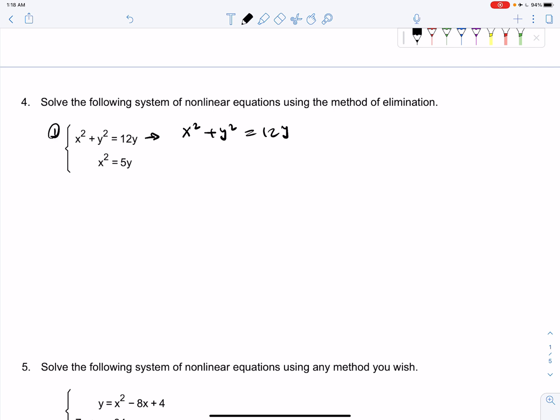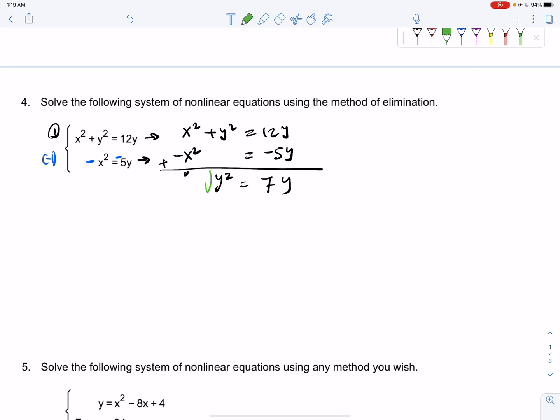So I need opposites. So I'm going to multiply both sides of this equation by negative 1. Well, when I do that, I get a negative y squared and a negative x squared, and a negative 5y. So now I'm going to rewrite that over here as negative x squared equals negative 5y. And now when I add the two equations, I get that to zero out. I'm left with y squared equals 12 minus 5, which is 7y. And I am left with a new equation with just y's in it. So that's perfect because now I can actually solve for y.